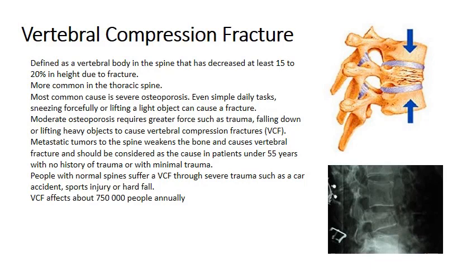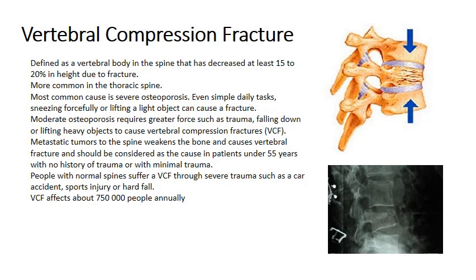Another cause for back pain is vertebral compression fractures, and this is defined as a condition where the vertebral body has decreased in height by at least 15 to 20% due to fracture. This is more commonly seen in the thoracic spine, caused by severe osteoporosis. Even simple daily tasks, sneezing forcefully or lifting a light object, can cause this type of fracture. When you have moderate osteoporosis, it obviously requires greater force, such as trauma, falling from a height, or lifting very heavy objects to cause a vertebral compression fracture.